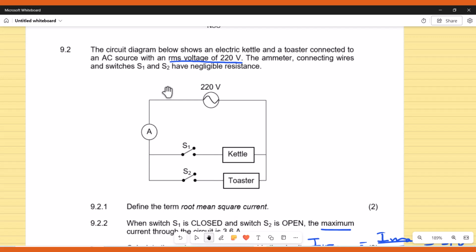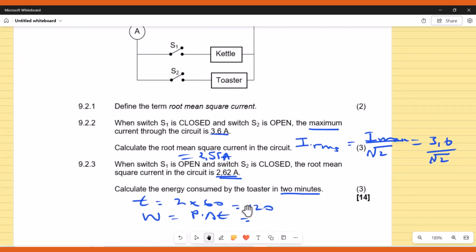Now, that work done, all the energy dissipated, when they give us the time, and we know the RMS. So note that that is power times change in time, but what is that power given by? It's given by VRMS times IRMS times change in time. So in this case, what is our VRMS? It is 220. What about our IRMS? It is 2,62. What about our time in seconds? It is 120.